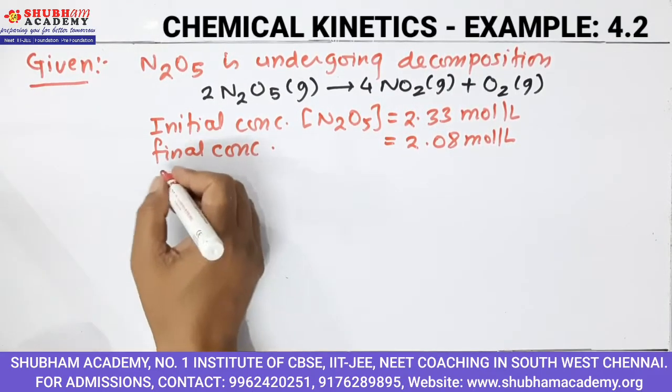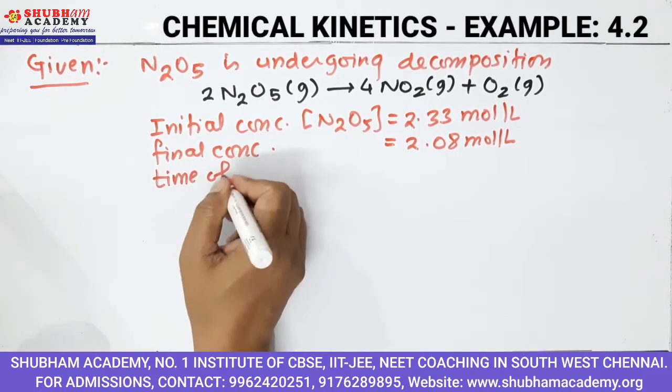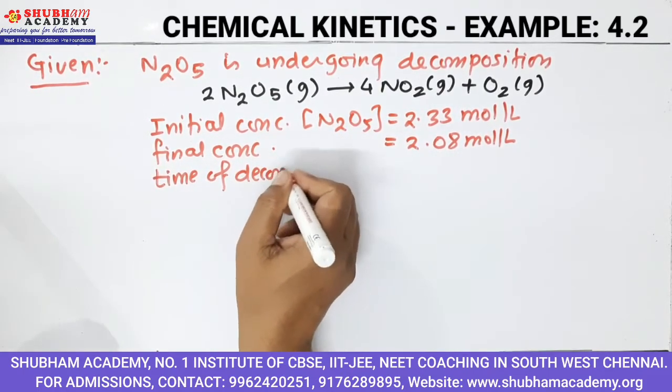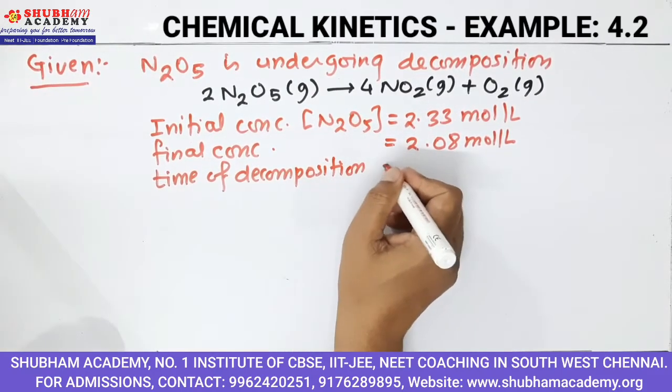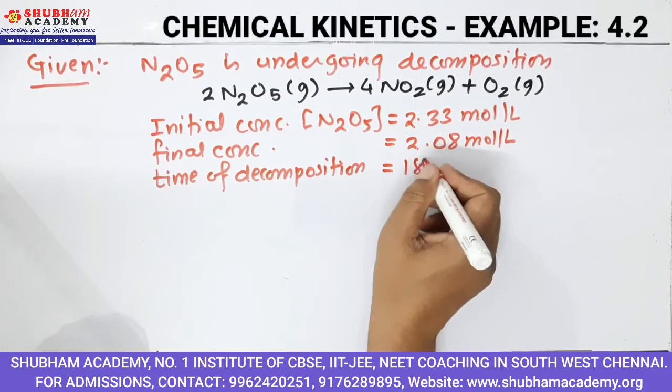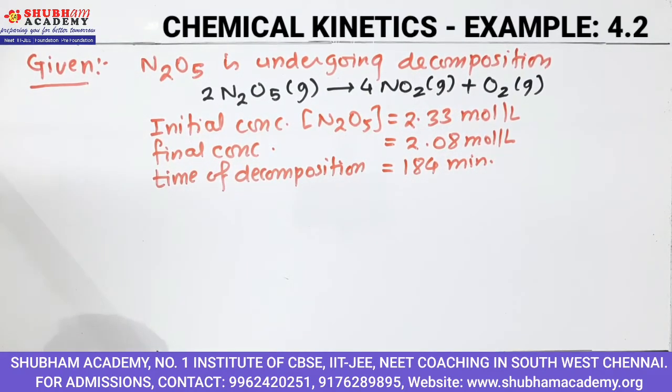Then time of decomposition is given. Time of decomposition is how much? 184 minutes, right? These are the given things, and what you need to find, you have to find the average rate of reaction in terms of hours, minutes and seconds, right?